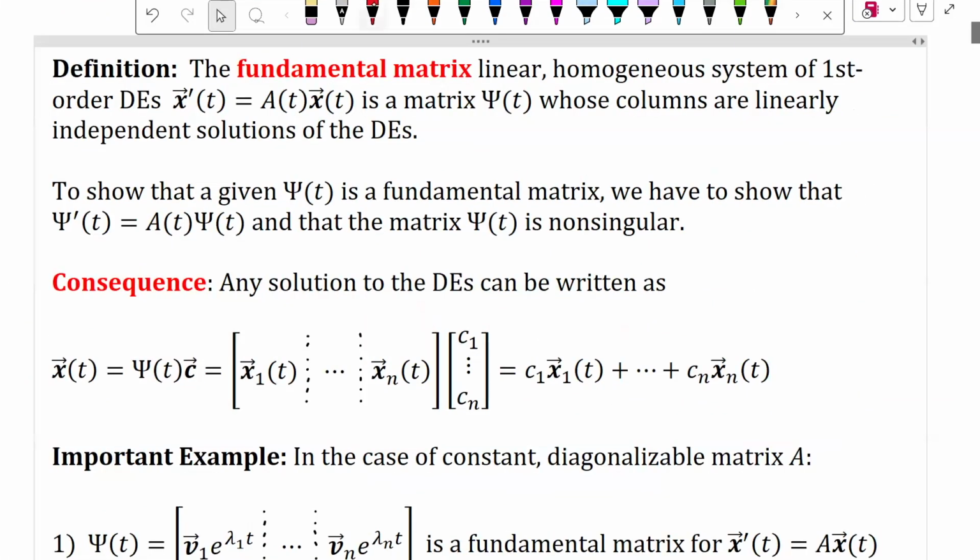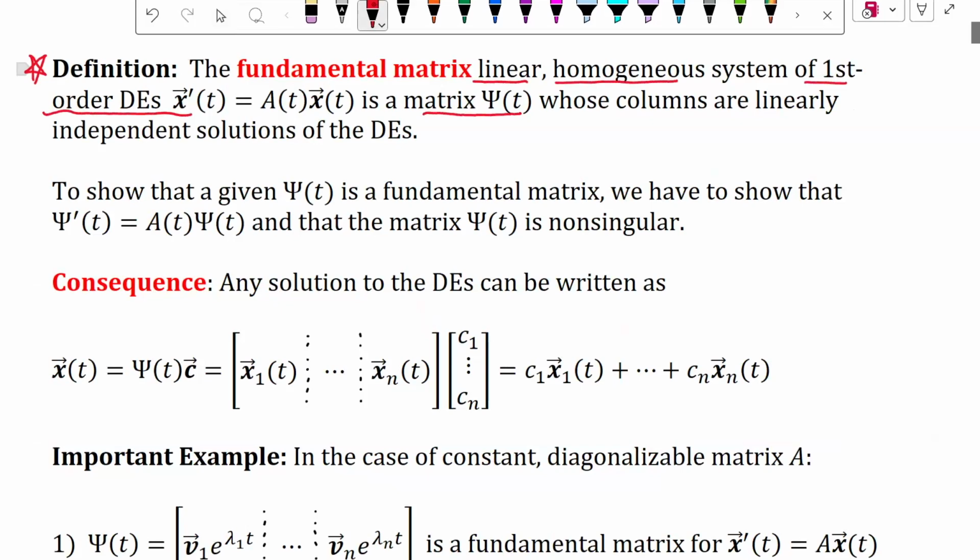Here we define what a fundamental matrix is. The fundamental matrix of a linear, homogeneous system of first-order differential equations is a matrix that we will call psi, whose columns are linearly independent solutions of our differential equations. So this gives us a really nice way to collect in one place the entire set of linearly independent solutions that we need to generate any possible solution to our ODE. Remember that the fundamental matrix is very connected to the idea of a fundamental set of solutions that we talked about with second-order differential equations.